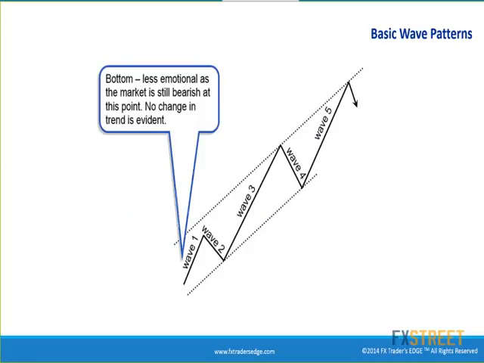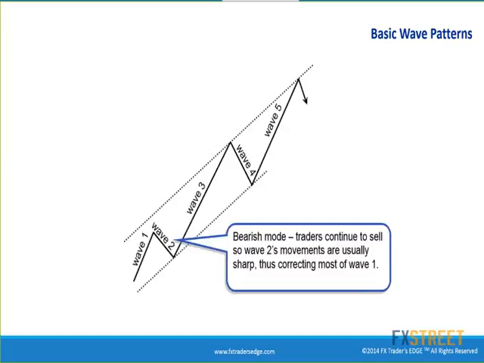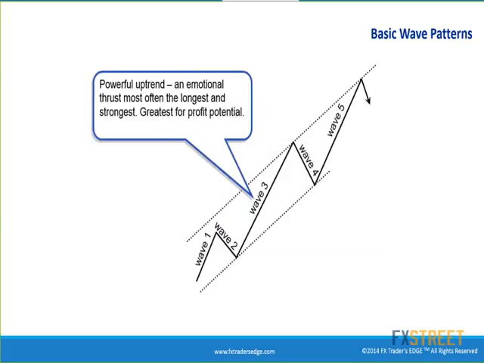So what we just described is a 5-wave pattern with the channel. So when the wave 1 starts at point 0, the market is still bearish at this point. There's no change in trend evident. Then the market retraces for a wave 2. And these wave 2 retracements are usually sharp. This is where we see our double bottom. Finally, we get to the greatest potential in a wave 3. This is a very powerful uptrend, an emotional thrust, most often the longest and the strongest.